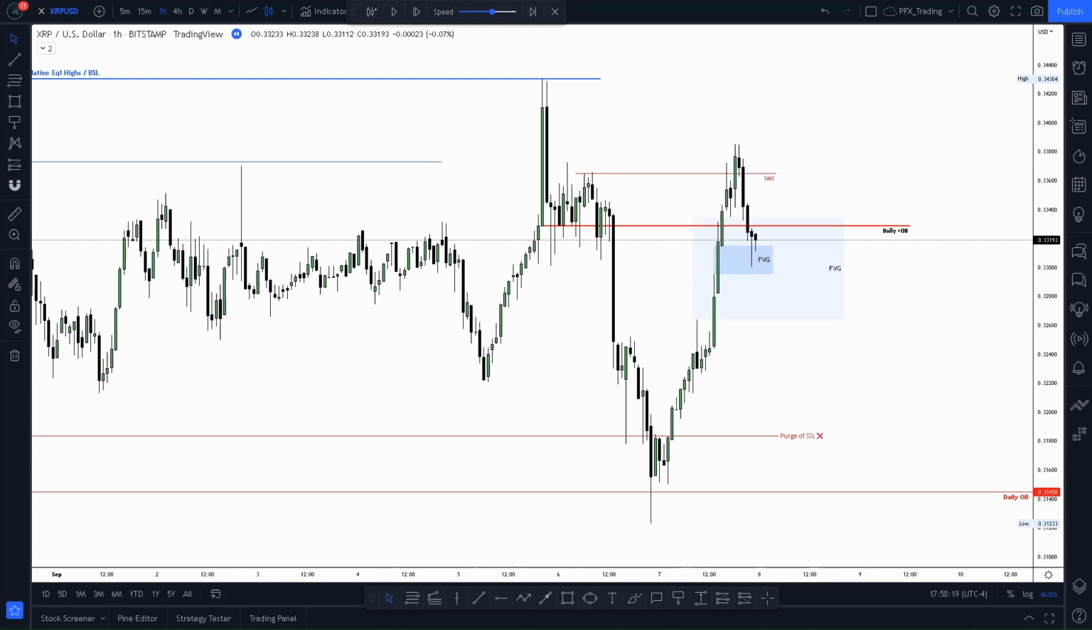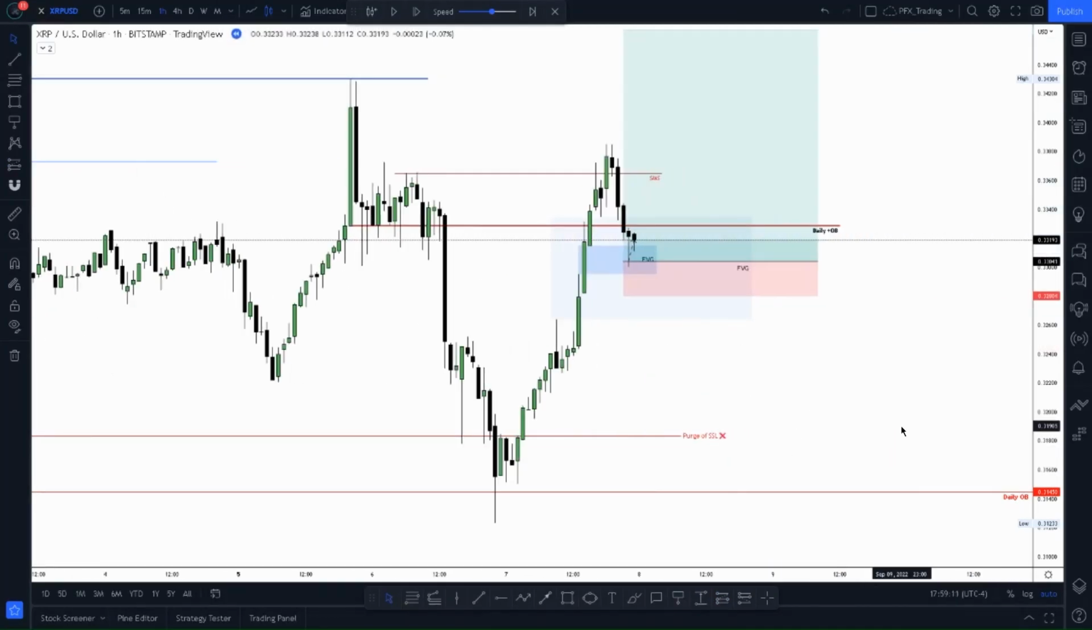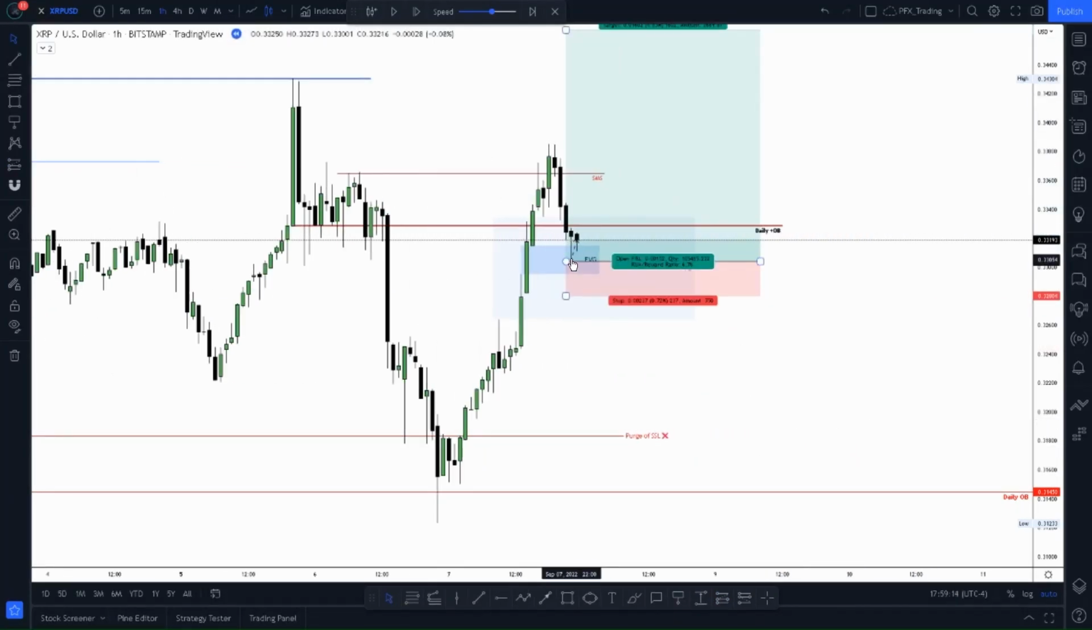Now I want to get the exact entry for you guys, 0.33041. Now, when you are entering off of a fair value gap like this, it is safe to say that your stop loss will be safe under this low.